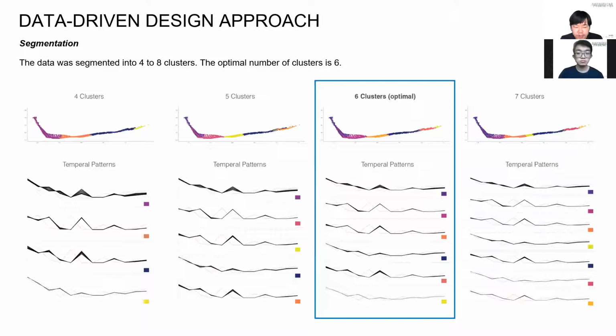With 100 frames of displacement and strain, the data was segmented into 4 to 8 clusters, depending on their strain temporal pattern, calculated by the temporal clustering and the K-shape algorithm. The optimal number of clusters, 6, is selected with validation.